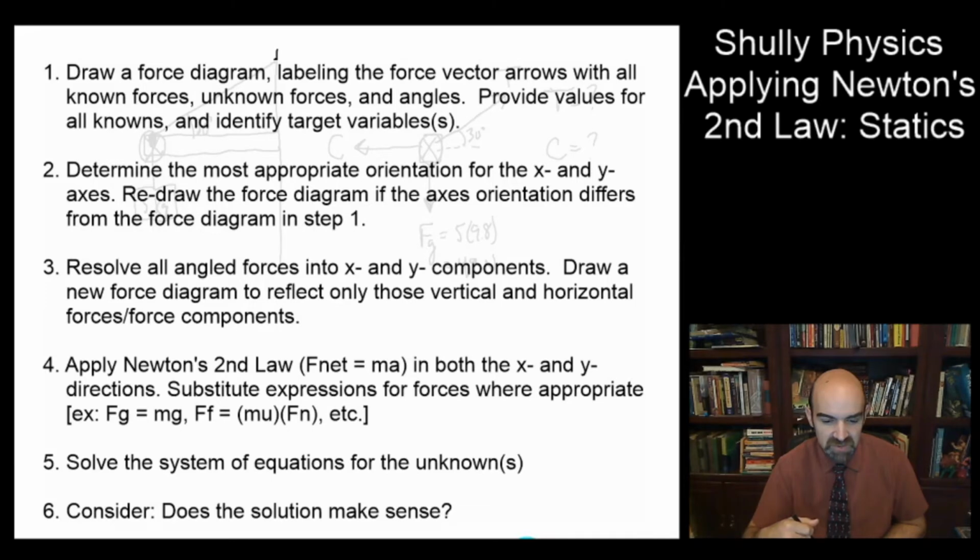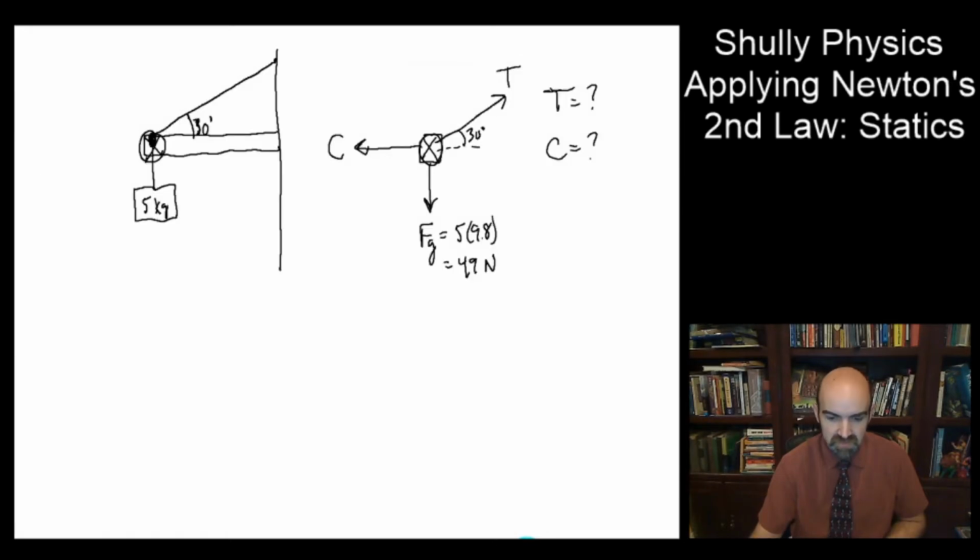Number 3, resolve all angle forces into X and Y components. We're going to have to do something with this now. Draw a new force diagram to reflect only those vertical and horizontal forces. All right. So turn that back off. It says draw a new force diagram. So we're going to leave the Y direction force of 49 newtons and label that X direction force as the compression.